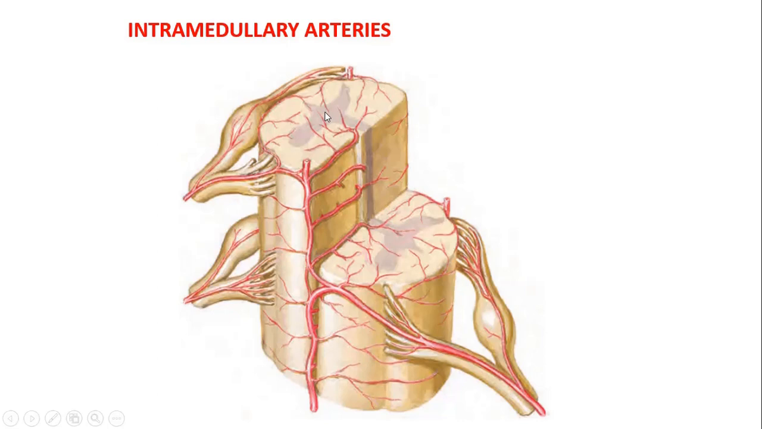The rest of the dorsal gray and white columns and peripheral parts of lateral and ventral white columns are supplied by numerous small radial vessels that branch from posterior spinal arteries and the pial plexus. That is, around this region and this peripheral white column region will be supplied by the posterior spinal arteries and the pial plexus.